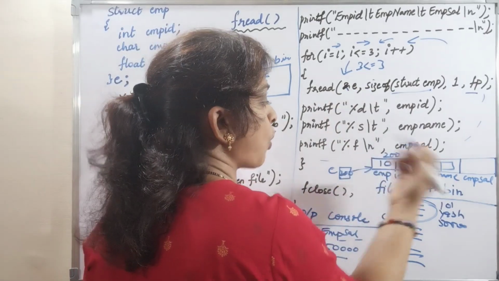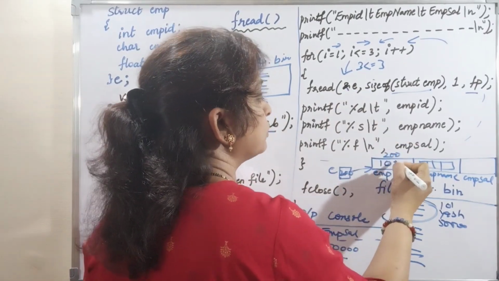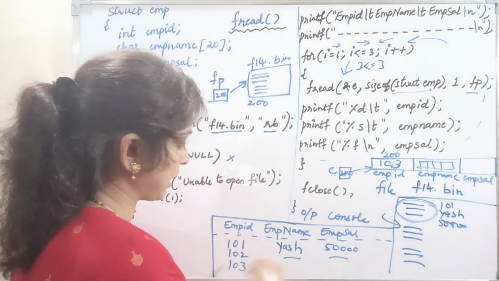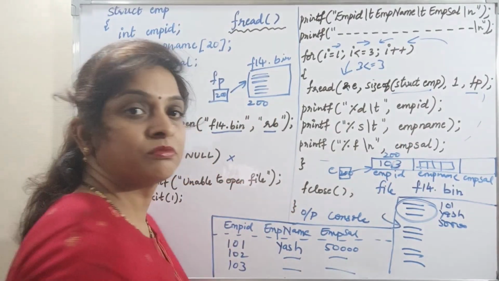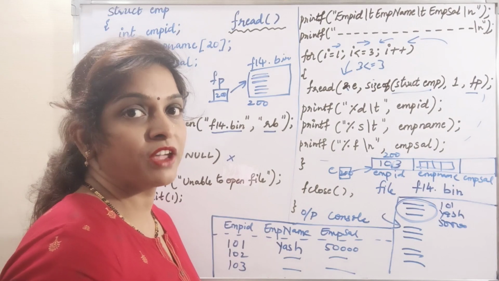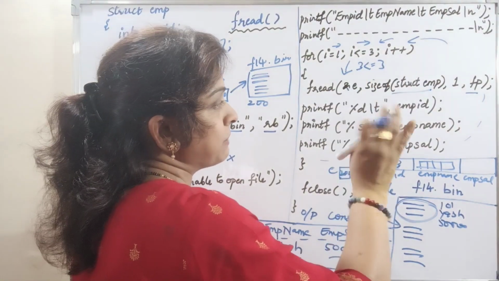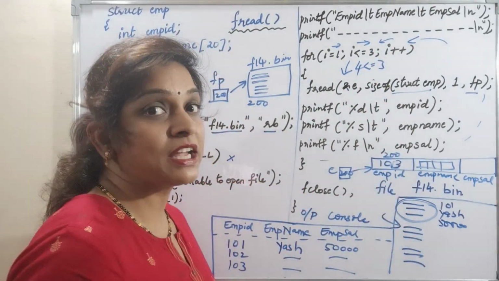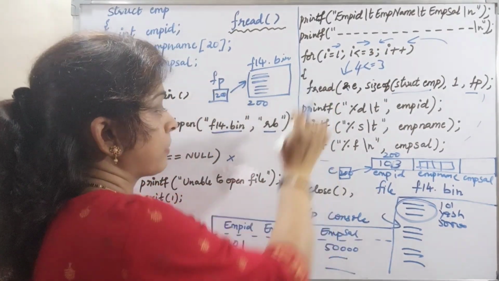So here it gets overwritten. So 101, then 102, and now it is 103, something like that. Some ID, some name and some salary is what we have stored. So the complete block of data I have fetched. Again loop back, it becomes 4. Is 4 less than or equal to 3? Condition not satisfied. I have to come out of the loop.